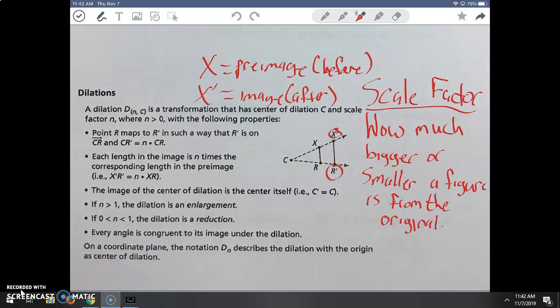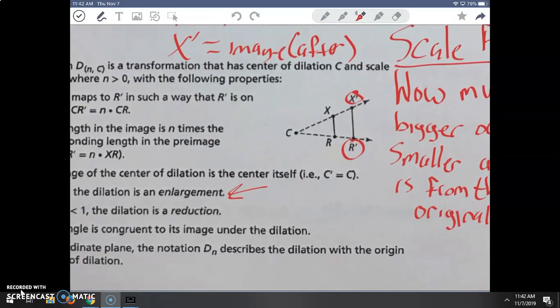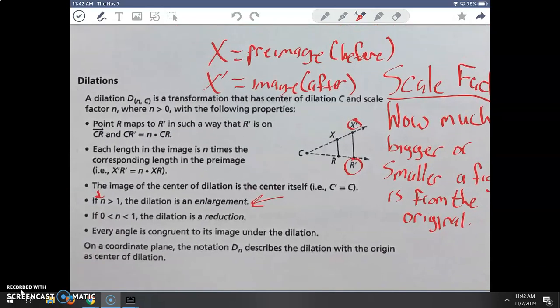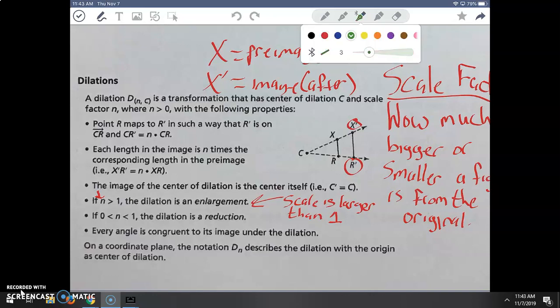Now let's go down to the bottom here, where it says the dilation is an enlargement. Dilations is basically you have a figure, you make it bigger or you make it smaller. The dilation says when n is greater than 1, basically what it's saying is anytime your scale factor is larger than 1, it's going to be an enlargement. That means it got bigger. Obviously, enlargement being bigger. Now the next one it talks about is reduction.